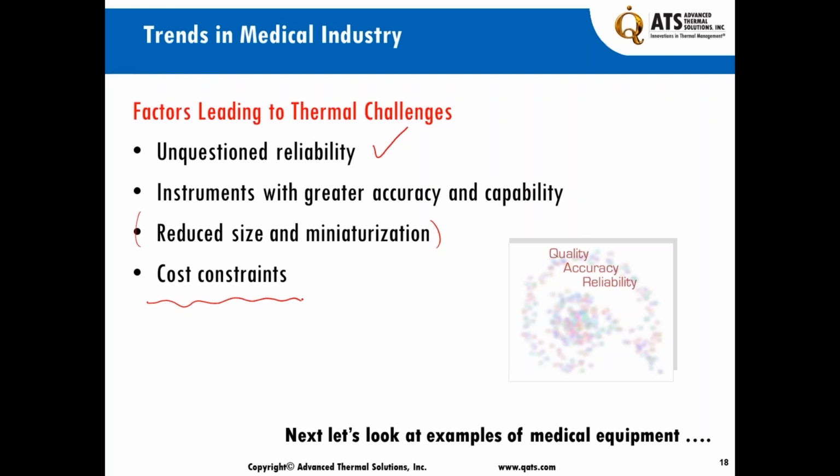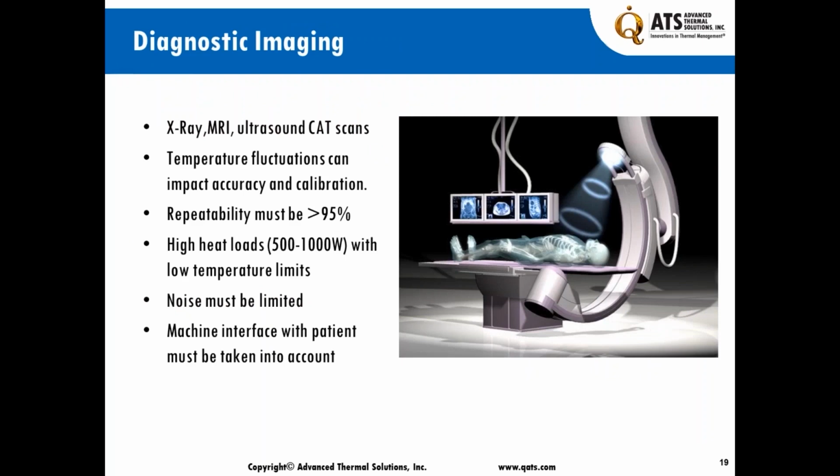So let's take a look at a couple of examples of medical equipment and what they have to go through. As an example, diagnostic imaging: X-ray, MRI, ultrasound, CAT scan type of systems. Temperature fluctuations can impact accuracy and calibration. Again, pay attention to the words accuracy and calibration. Repeatability must be over 95%. We are dealing with human factors, and we cannot risk errors as a result of our equipment not functioning properly. High heat load between 500 to 1,000 watts, and this is actually increasing like everything else because of the rapid processing.